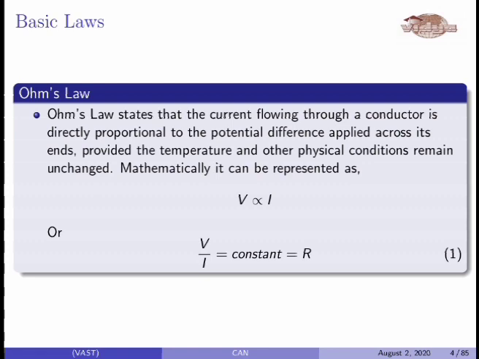So what is Ohm's law? Ohm's law simply states that the current flowing through a conductor is directly proportional to the potential difference applied across its ends, provided the temperature and other physical conditions remain unchanged. Mathematically, the voltage across any conductor is directly proportional to the current flowing through the conductor, or V by I is a constant. That constant is usually represented by the letter R, resistance.